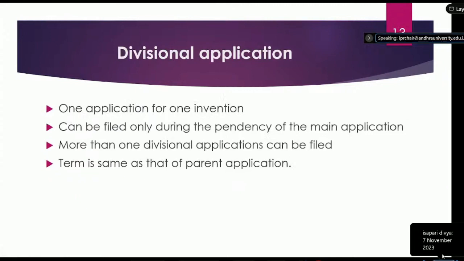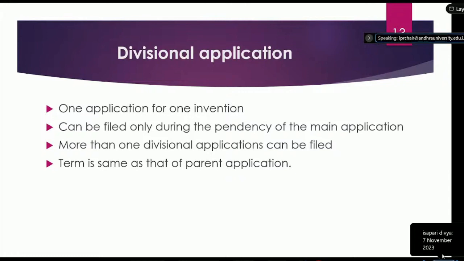Then divisional patent application. One application for patent will be for one invention. So if the patent office finds that there is more than one invention associated with your patent application, they will raise the objection in the first examination report saying that you have to divide it out. Otherwise, if you yourself understand that your application has got multiple inventions, in that case, you can also divide it out.